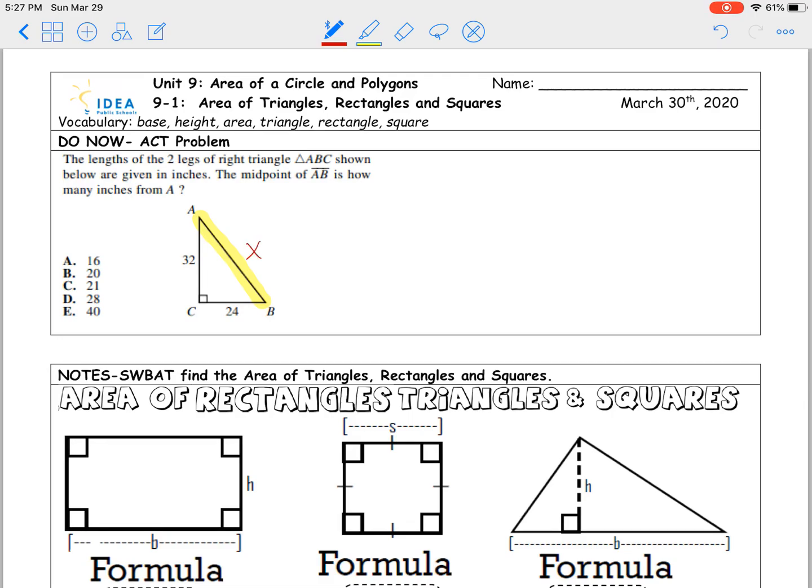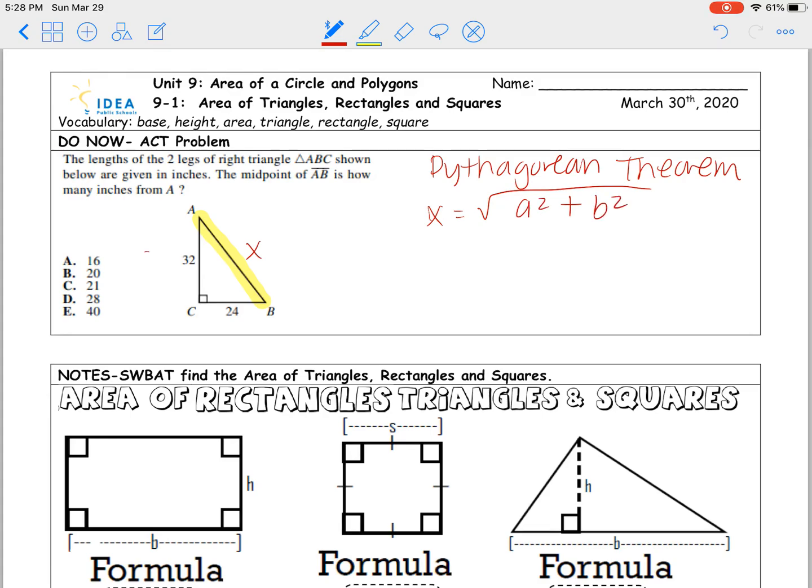You might recall from a previous lesson that anytime you have a right triangle and you're looking for the length of one of the sides, you must use the Pythagorean theorem. Here, we're looking for the length of AB, and segment AB represents the hypotenuse of this right triangle. So in order to calculate the length of the hypotenuse, we need to take the square root of the sum of the legs squared.